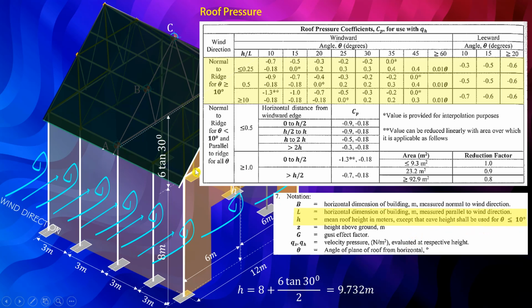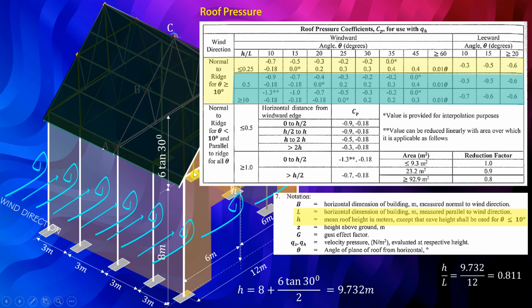Since this is 30 degrees, we'll be using the mean roof height of 9.732. So our H over L is 9.732 divided by 12, which gives 0.811. Meaning we will be using this one, since it is in between 0.5 and 10, so we will interpolate here.